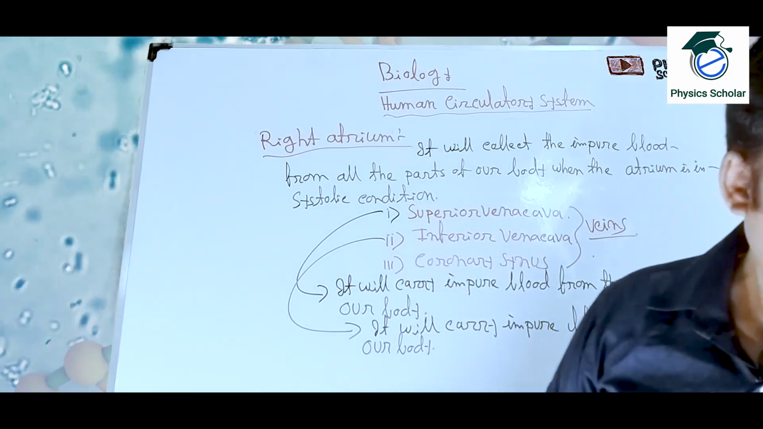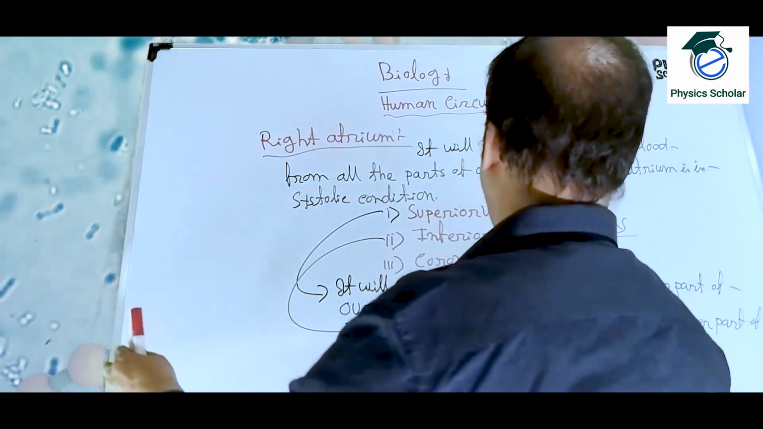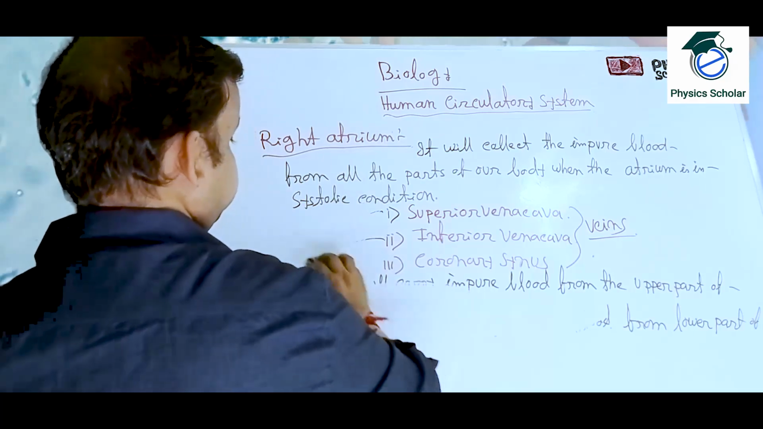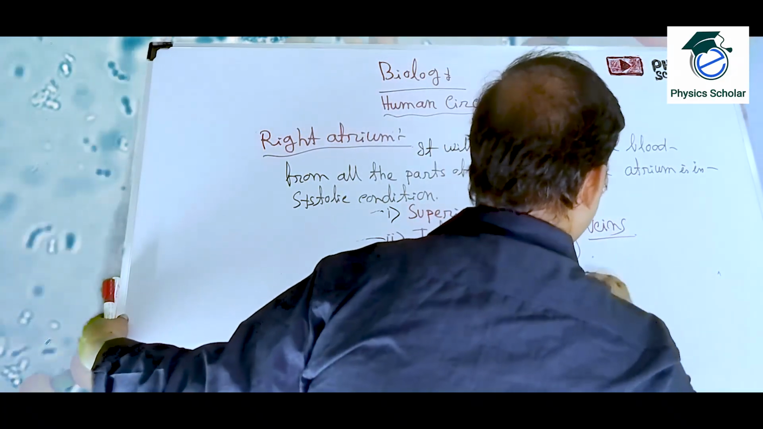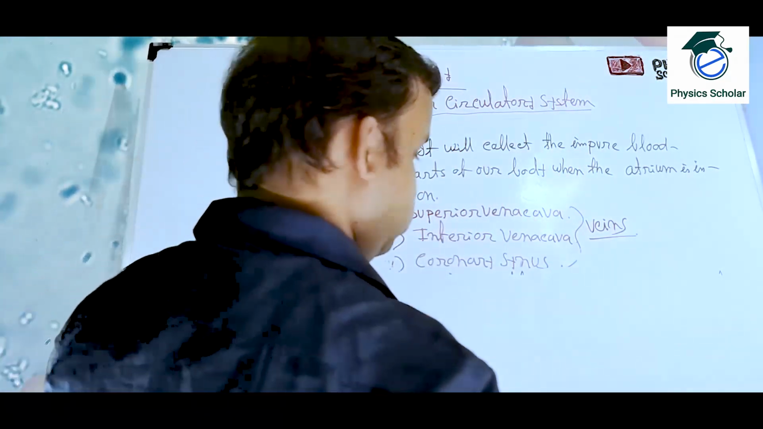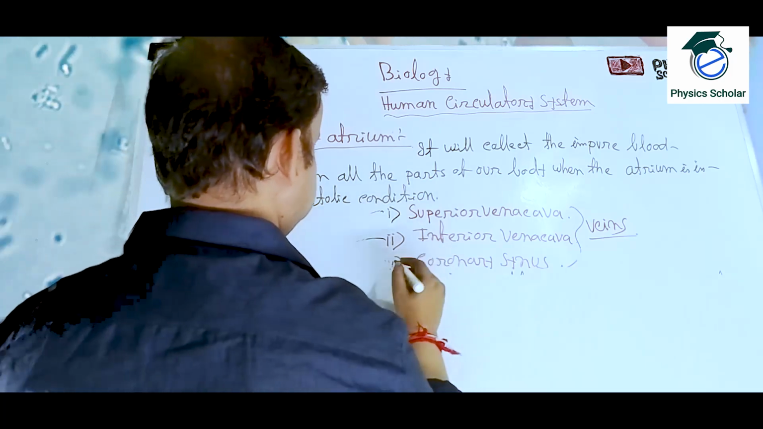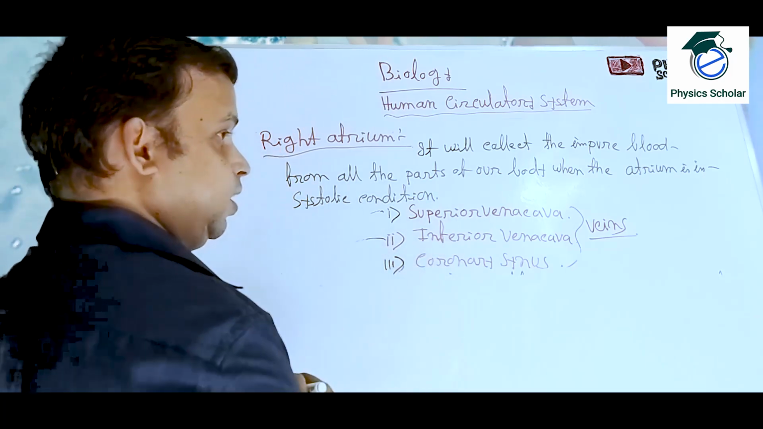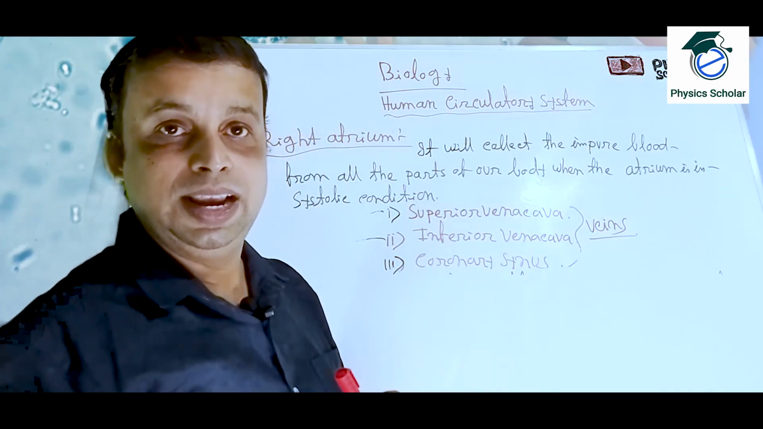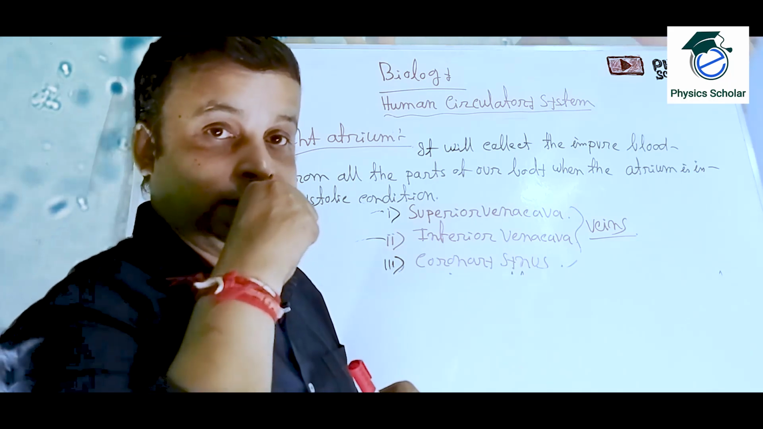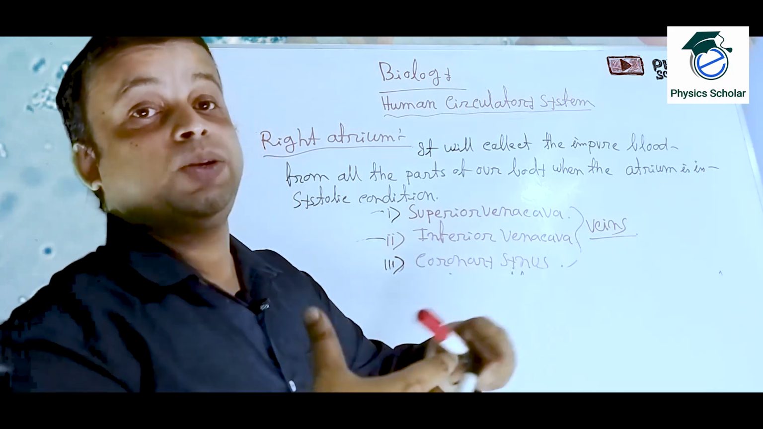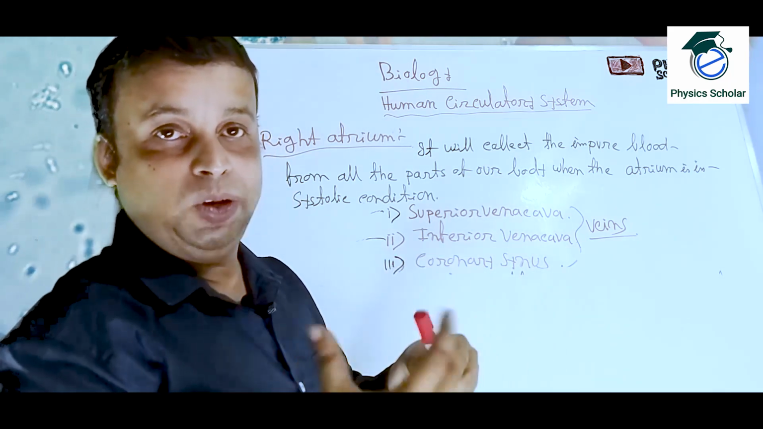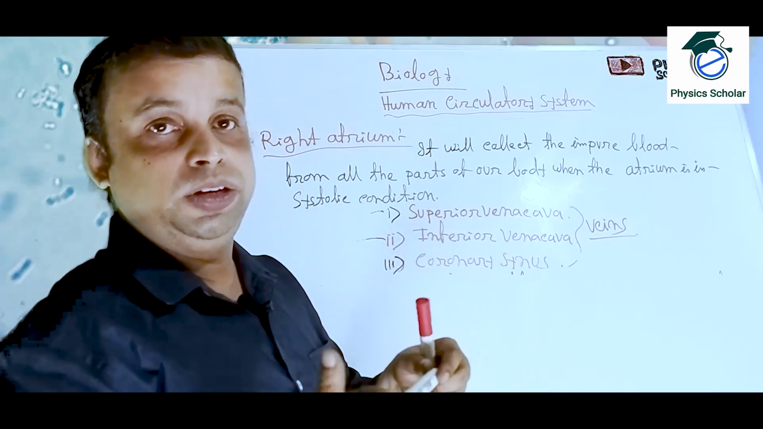And next one, what is left? Next one is coronary sinus. What is coronary sinus? Coronary sinus means we have the heart muscles. Heart also has muscles. Clear? Those muscles also need pure blood, and the blood will also become impure. Clear? So it also needs to be removed.